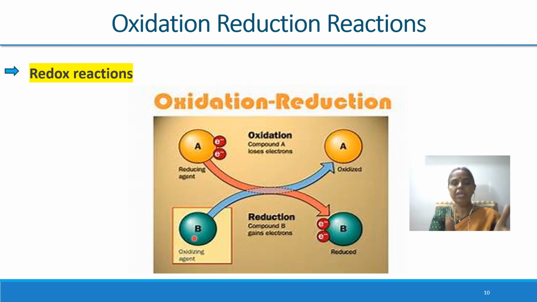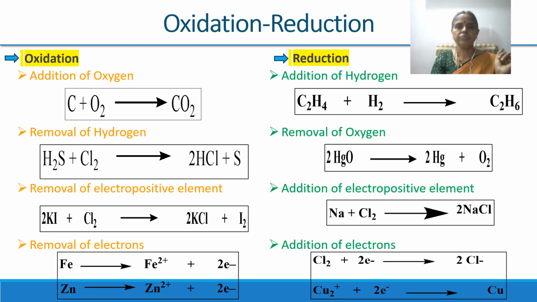So B is the reducing agent, A is the oxidizing agent. So oxidizing agent gets reduced, reducing agent gets oxidized. So this is a very indicative diagram showing oxidation and reduction. A reducing agent gets oxidized and an oxidizing agent gets reduced. You can see some indicative examples of oxidation and reduction here.